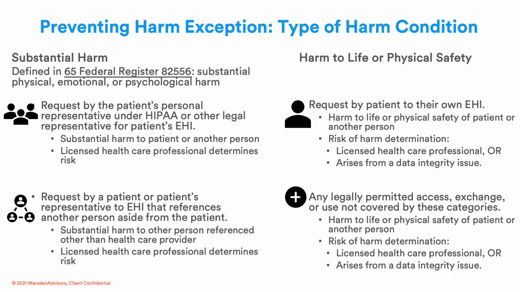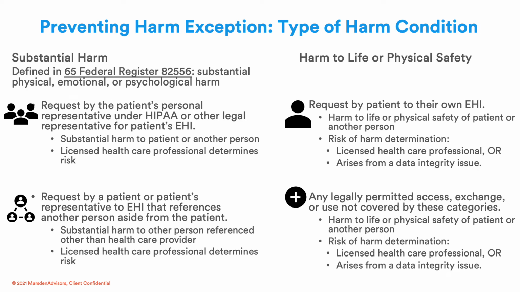So the substantial harm must be either to the patient or another person, and the licensed healthcare professional must determine the risk. In this example, it might be that the personal representative is suspected of elder abuse to your patient or domestic violence, in which case having notes released to the personal representative that state this would cause substantial harm to the patient. And it would also increase barriers to care, as you're unlikely to see the patient again, leaving them one less safe space and one less venue for care.